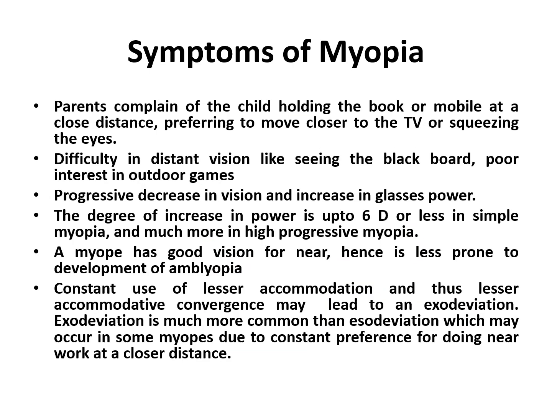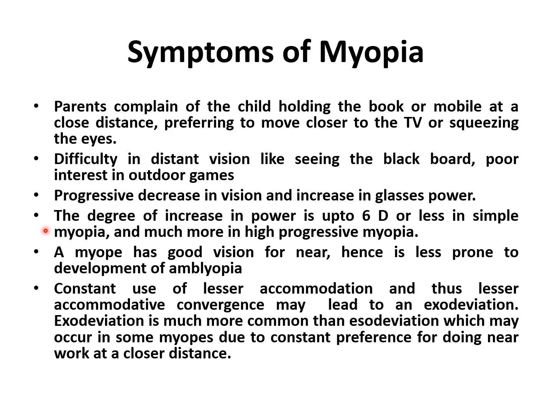The symptoms of myopia. Parents complain of the child holding the book or mobile at a close distance, preferring to move closer to the TV or squeezing the eyes. There is difficulty in distant vision, like seeing the blackboard, and there is poor interest in outdoor games. There is progressive decrease in vision and increase in glasses power. The degree of increase in power is up to 6 diopters or less in simple myopia and much more in high progressive myopia.